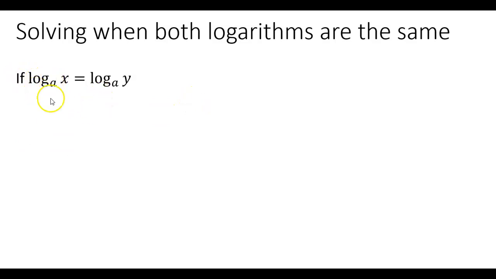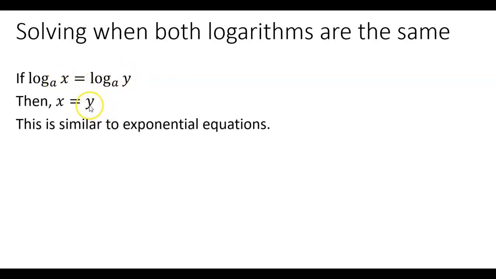So if we have two of the same logs, again, we don't have any factors out in front, and we just have the logs by themselves on both sides of the equal sign. If they're the same base, then we can let the arguments equal each other. So in this case, x would equal y. And again, very similar to the exponential equations from section 5.5 that we just covered. All right, so let's take a look at an example of how we might use that.